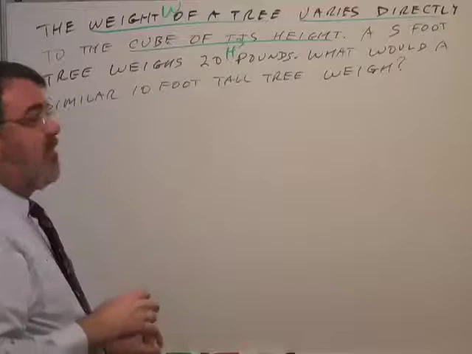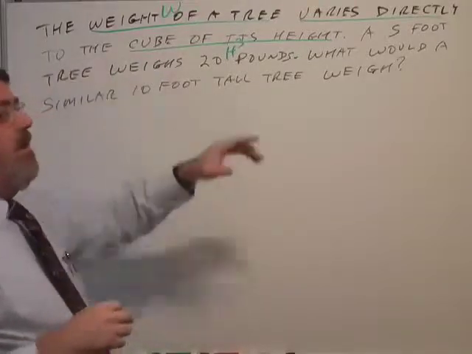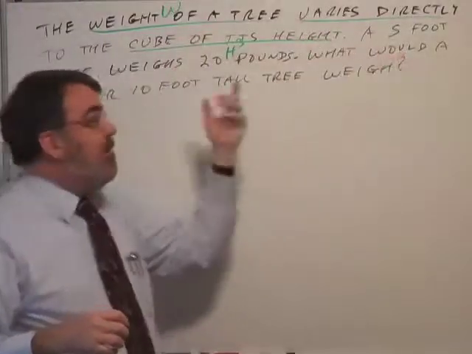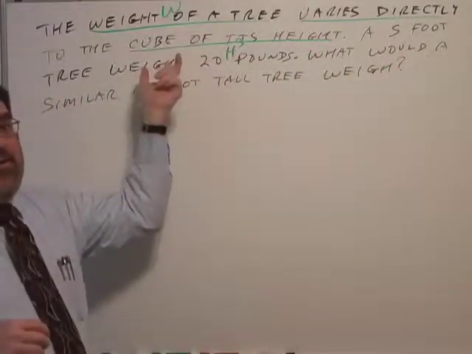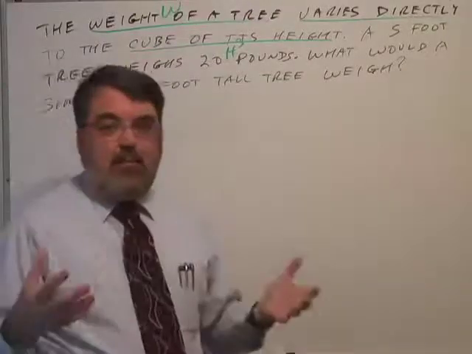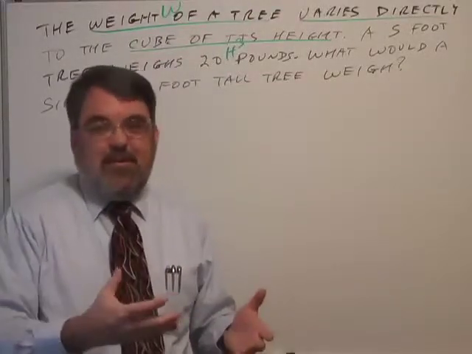Now here's where people screw up a lot. They read these fast, they don't read carefully, and they overlook key words like varies directly or cube. Cube means what? It means third power. If it said cube root, that would be cube root, but cube means third power.